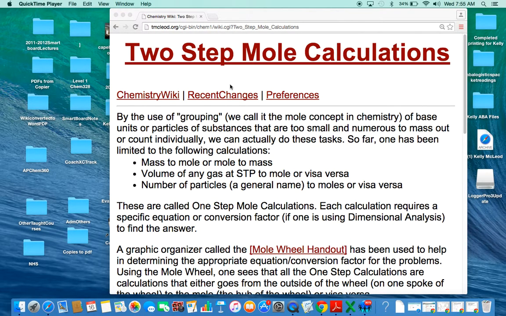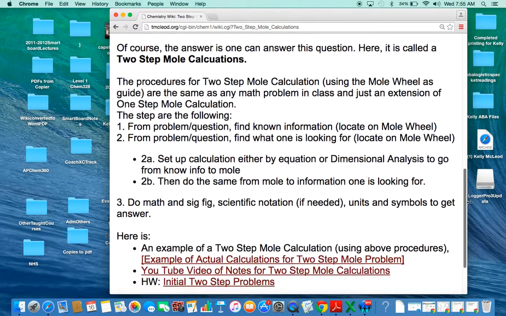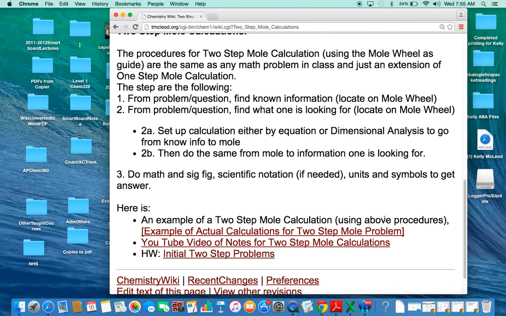This is a video on two-step mole calculations. By now, you should have read the handout on two-step mole calculations. Plus, I also have an example of a one-step calculation, but you should have printed out at the bottom of this. You should have opened up or printed out the mole wheel, and you should have opened up or printed out the example of the two-step calculation.